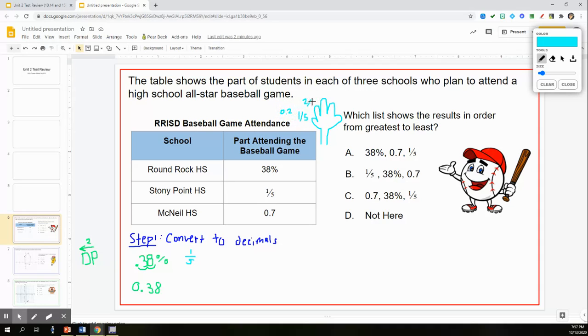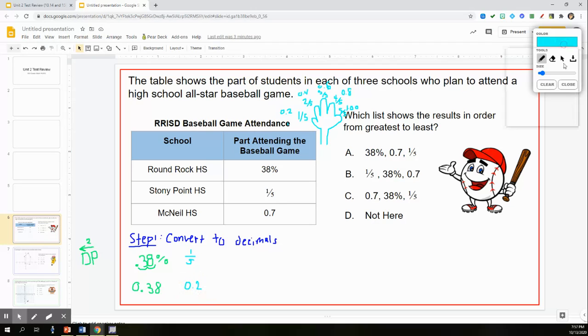2/5 would be the same as 0.4. 3/5, 0.6. 4/5 would be 0.8 or 8/10. And last, we have 5/5, which is like 1 whole. So the fraction they gave me was 1/5, which is the same as 0.2.